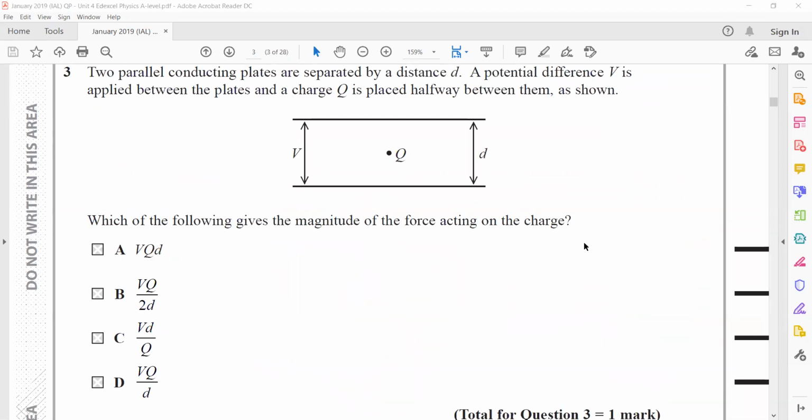Next question. Two parallel conducting plates are separated by distance d. So you can see the distance is d and the voltage is V. The potential V is applied between the plates and a charge Q is placed halfway between. Which of the following gives the magnitude of the force acting on the charge? So how do we get the force experienced by a particle placed in the electric field of parallel plates? What could be the answer for question 3?